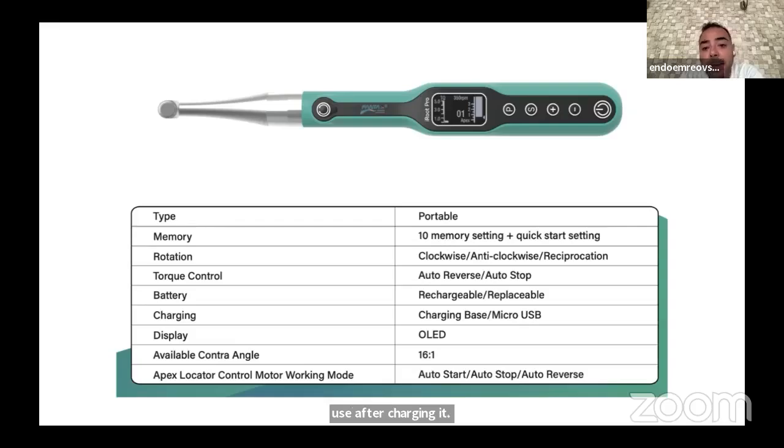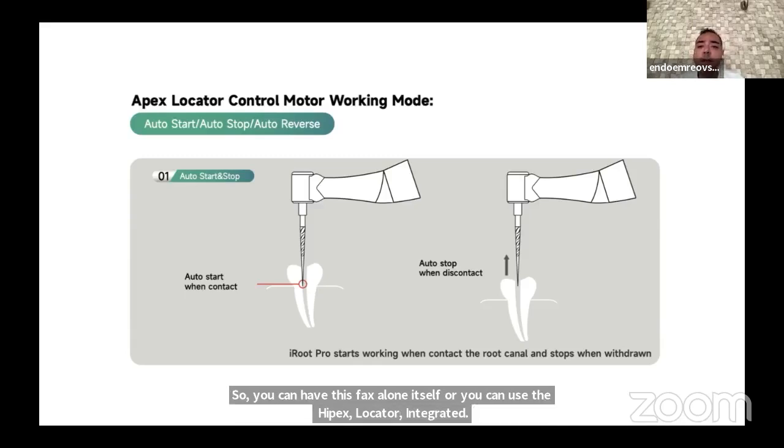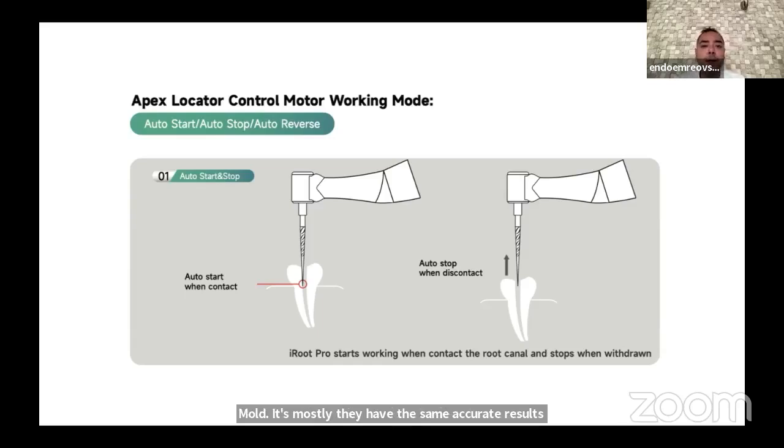The apex locator inside the iRoot is the Wispex. You can have the Wispex alone by itself, or you can use the integrated apex locator mode. Mostly they have the same accurate results in your clinical practice. But basically, the most important point is whether you want to use the apex locator in a high screen mode, or in a small LCD screen while working on your patient.